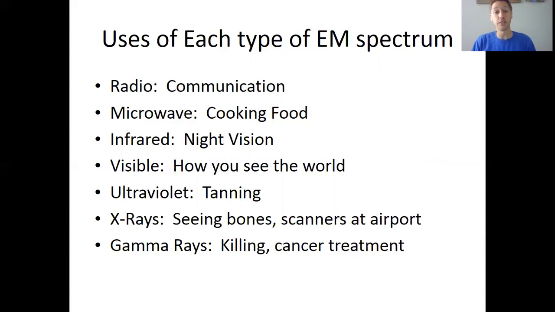All right, so again, I just want to give you a quick overview of the different regions of the EM spectrum. Again, from radio to gamma, radio has low energy, gamma has high energy, and this is the order that they go in. Again, visible light is kind of the boundary between ionizing and non-ionizing. These guys here, radio, microwave, infrared, they don't cause cancer. These guys do.